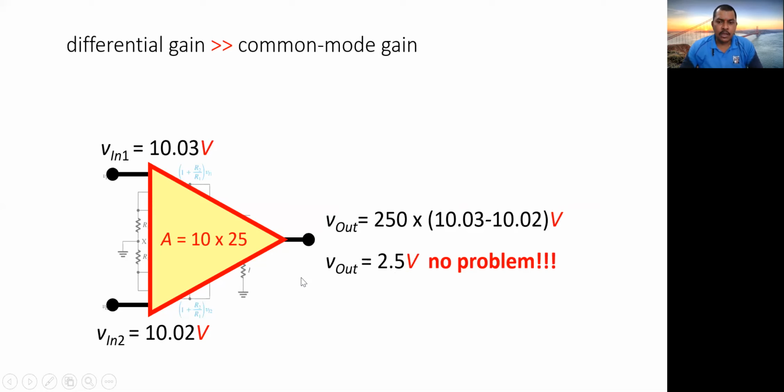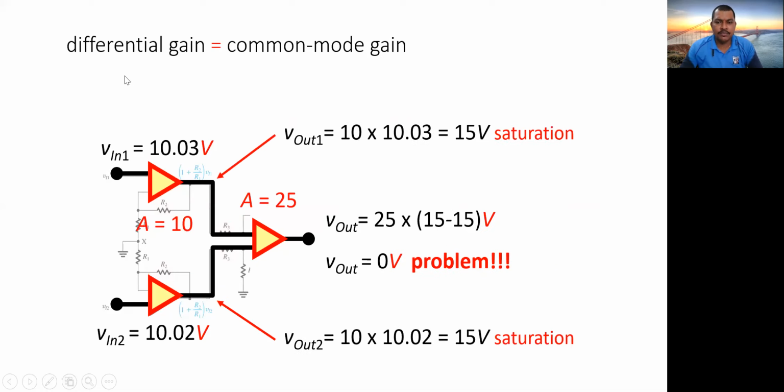Now let us see what happens if we have a differential gain equal to the common mode gain. If we have this 10.03 volt and this 10.02 volt with a gain of 10, we'll have this as 15 volt, and this again equal to 15 volt, right? Since we are eliminating the decimal portion of it, we'll have the output over here. We'll have two gains: one is the gain of these buffer amplifiers, and the other is the difference amplifier. So here we have a problem. V out equals 25 into (15 minus 15) volt. So 15 minus 15 is going to give you 0 volt, so the output will be equal to 0.